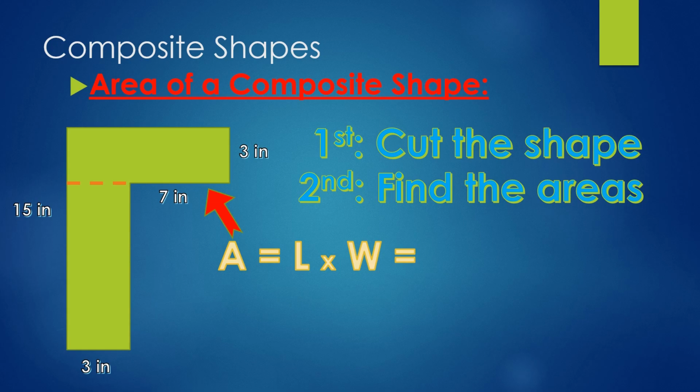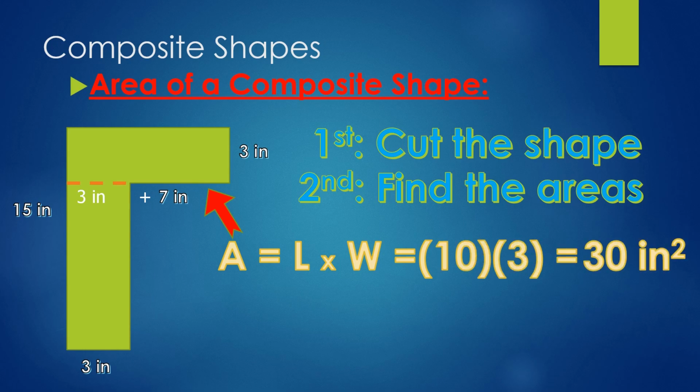The length, however, is shared between the 7 inches and the 3 inches because the area we cut off is 3 inches long. So that makes that length 10. So our area is going to be 10 times 3, which gives us 30 inches squared.